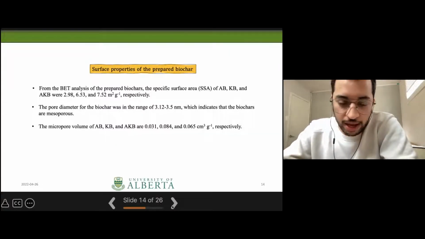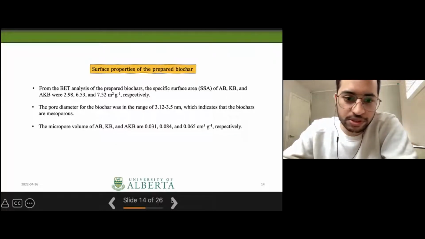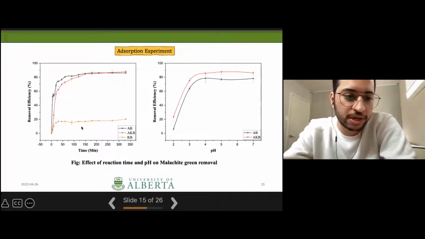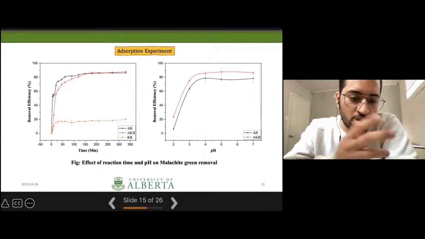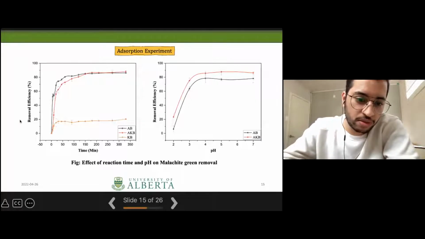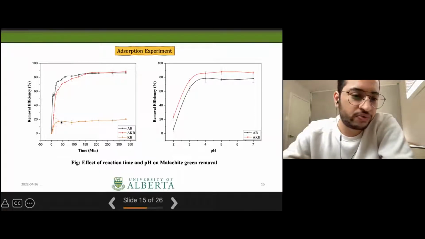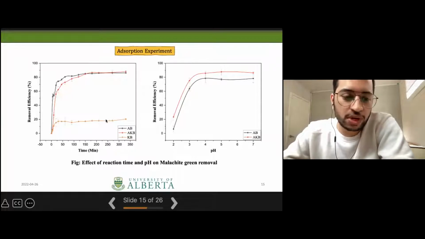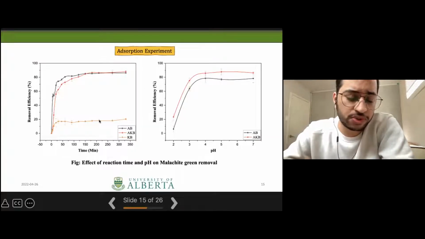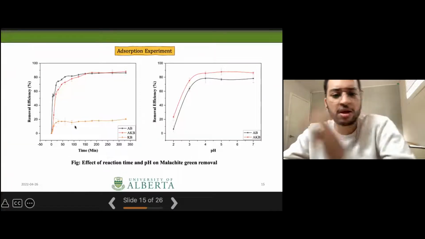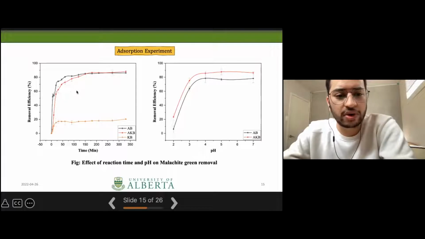After that, we carried out the adsorption experiments. For that, we first tried to study the removal efficiency using all three biochars: algal biochar, algal kombucha biochar, and kombucha biochar. As you can see, kombucha biochar removal efficiency is around 20%. This could be because kombucha biochar does not have any functional group, so it couldn't adsorb any malachite green, whereas algal biochar and AKB are quite efficient at it.